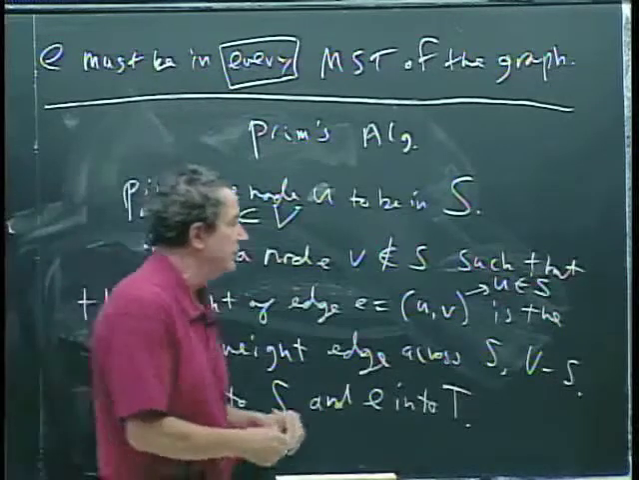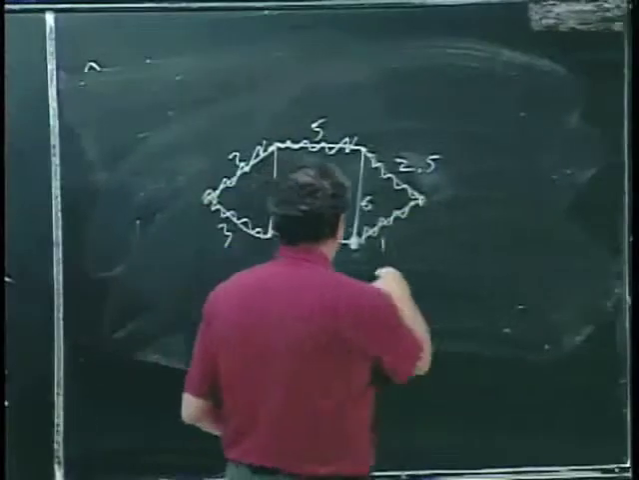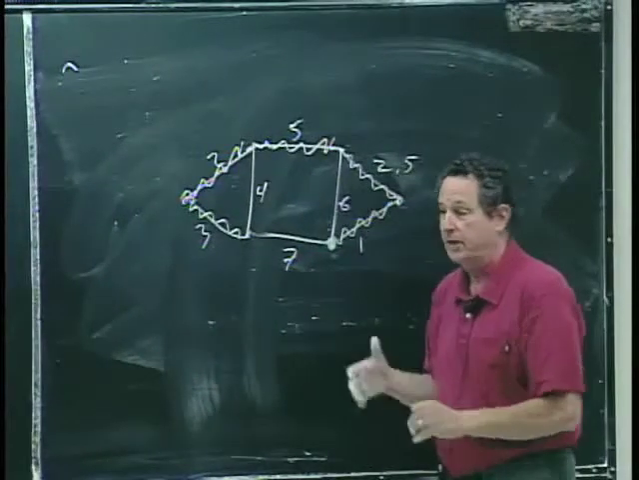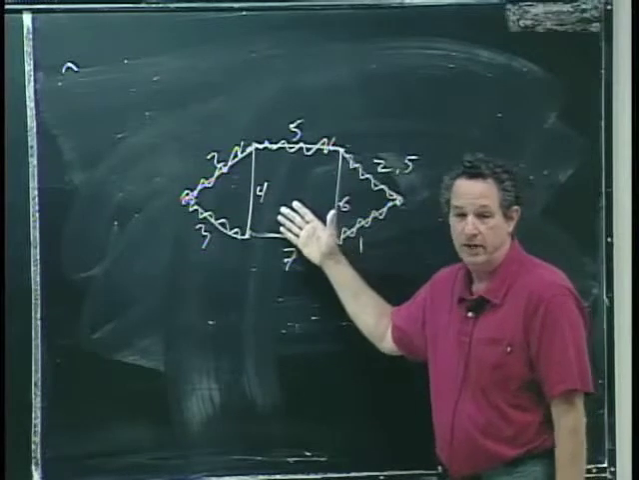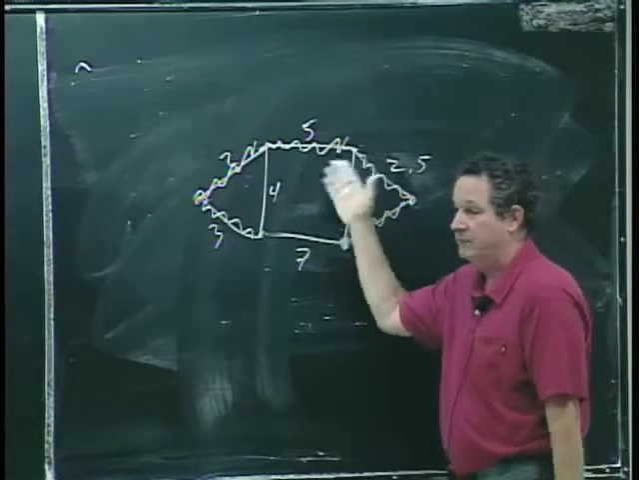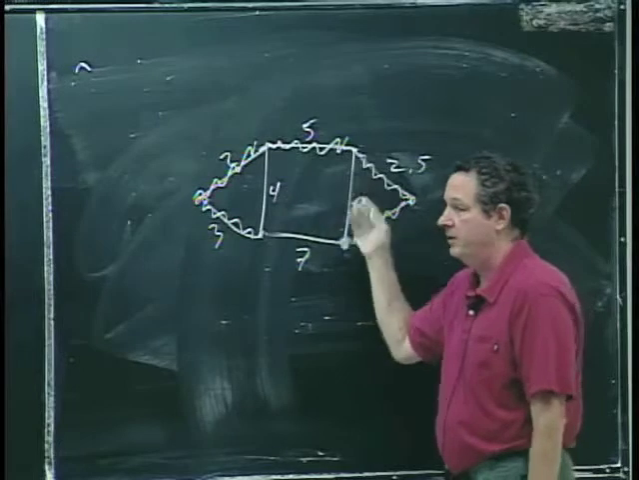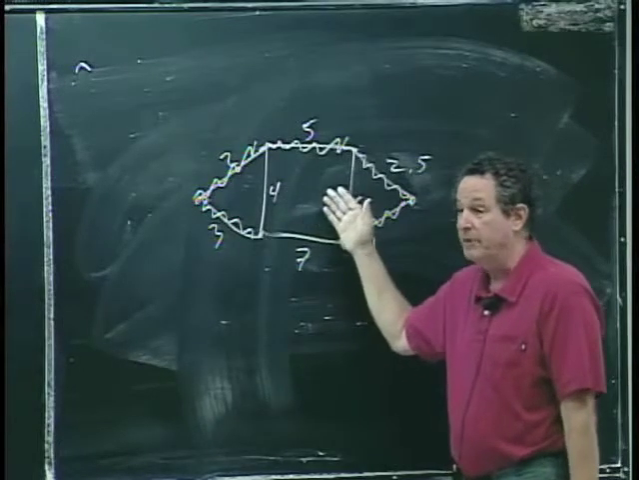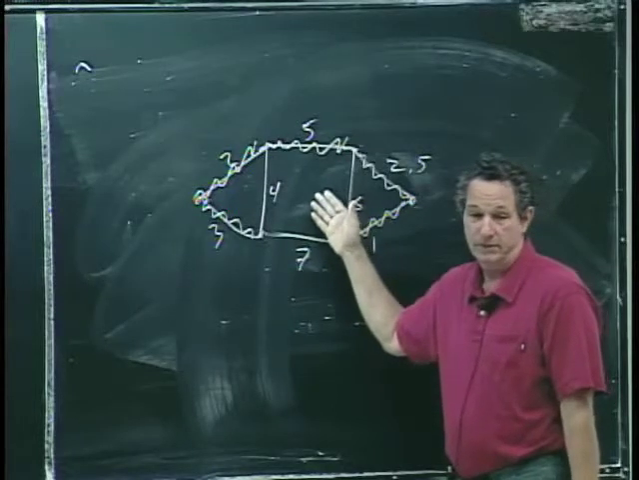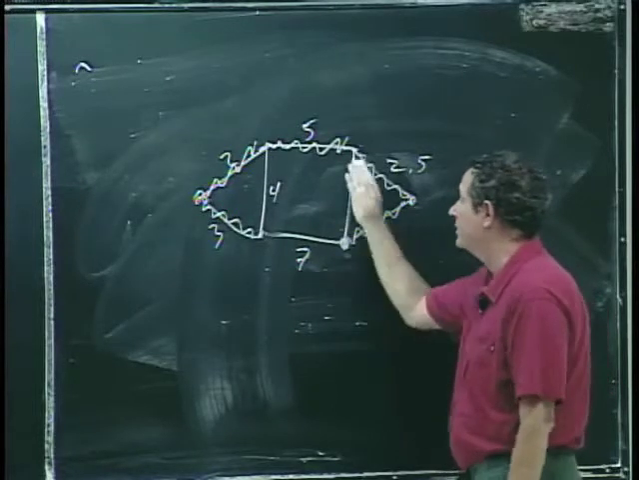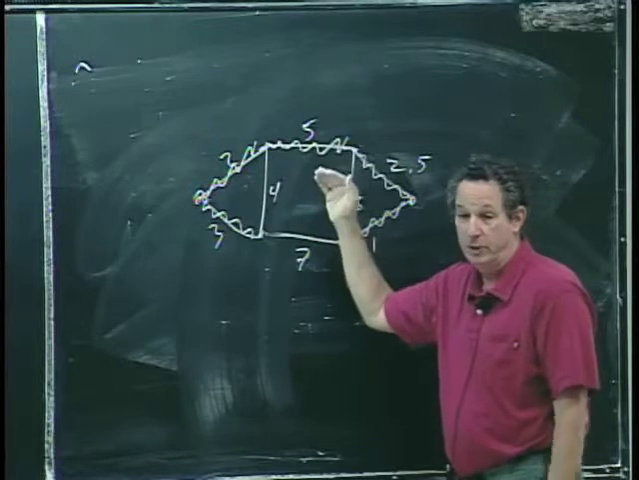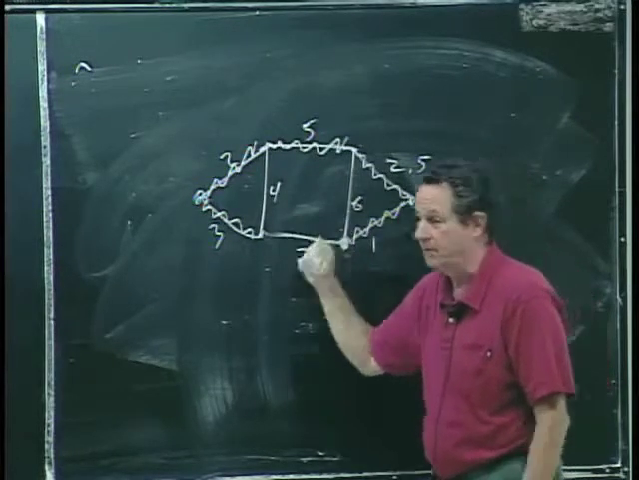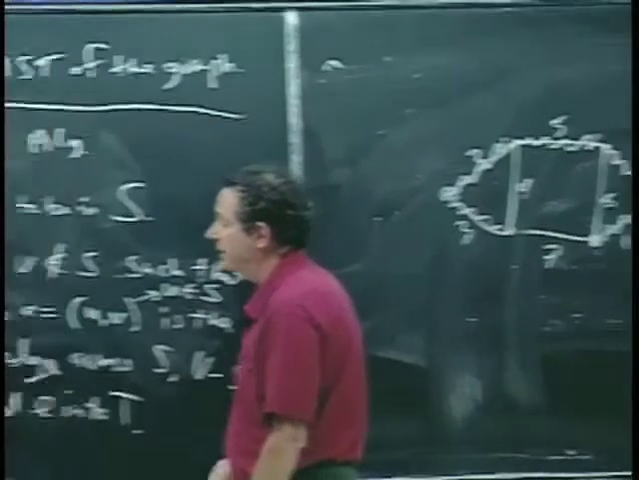So during the algorithm, when you take an edge that is the minimum weight edge between S, the nodes you've selected so far, and V minus S, the nodes you haven't taken so far, that edge has to be in the minimum spanning tree for this graph, because it has to be in every minimum spanning tree for this graph. So you're not making any bad choices as you move myopically or greedily through the algorithm. Okay? So that's the correctness proof.